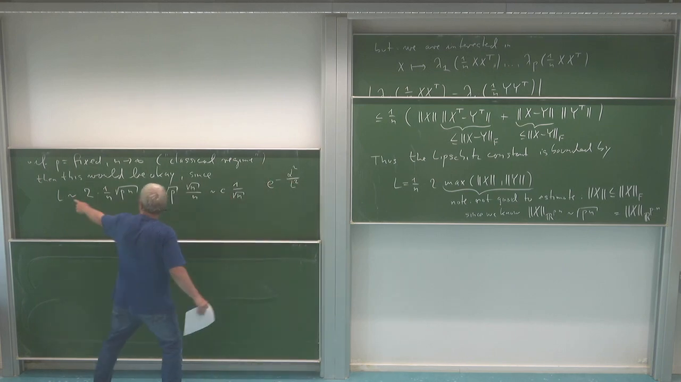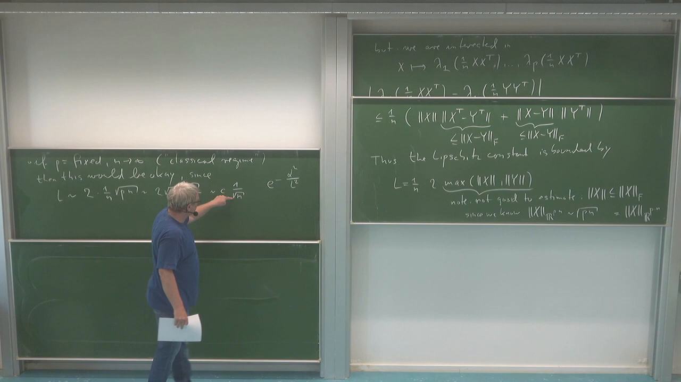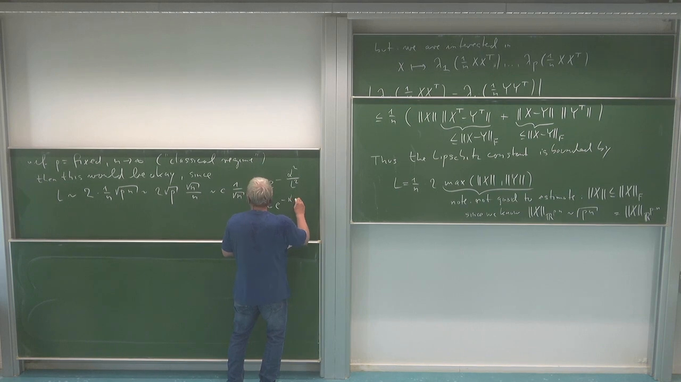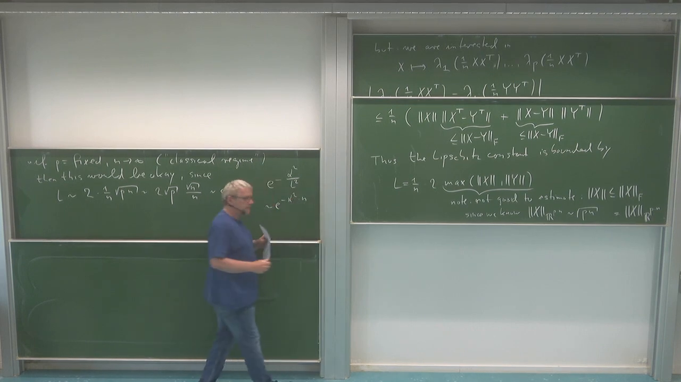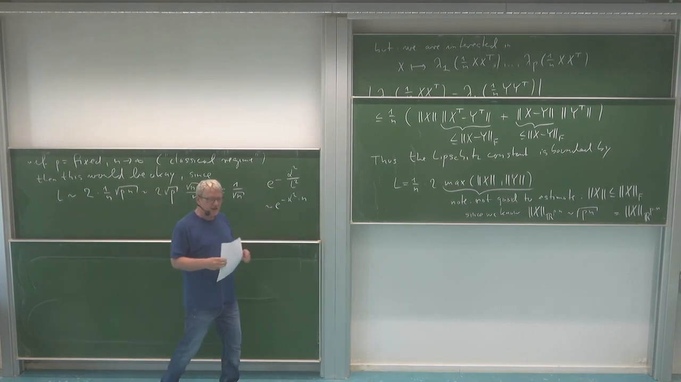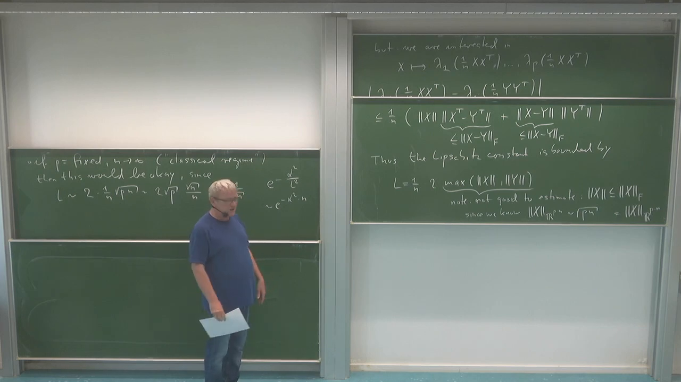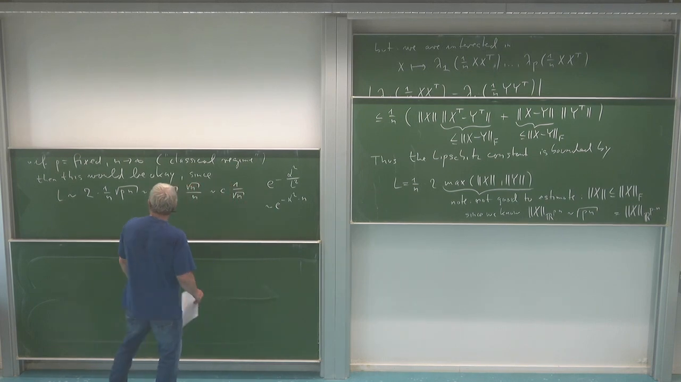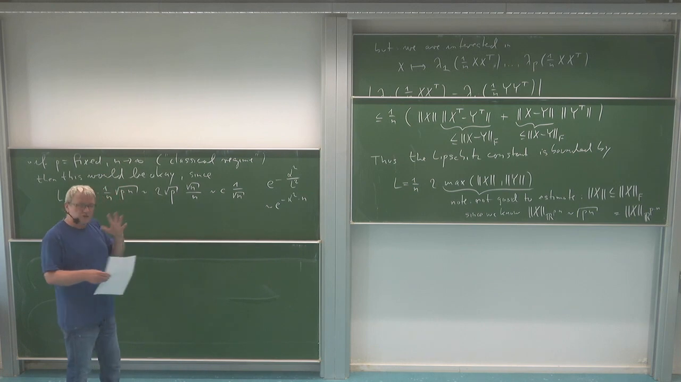So you see, if L is like this, then I get here e to the minus alpha squared times n. So this means I have a concentration which goes to 0 if n goes to infinity for some deviations from this value. Okay, so this would be good.